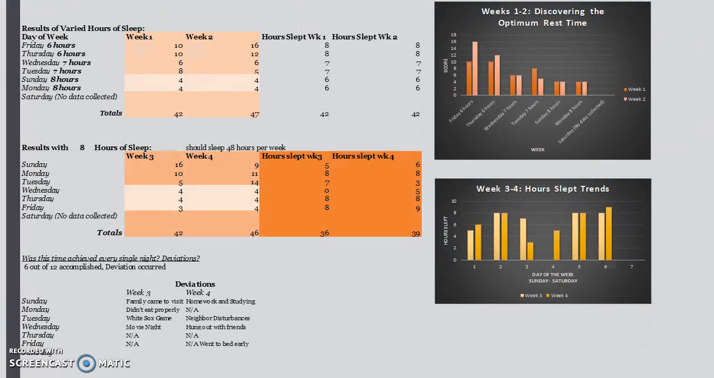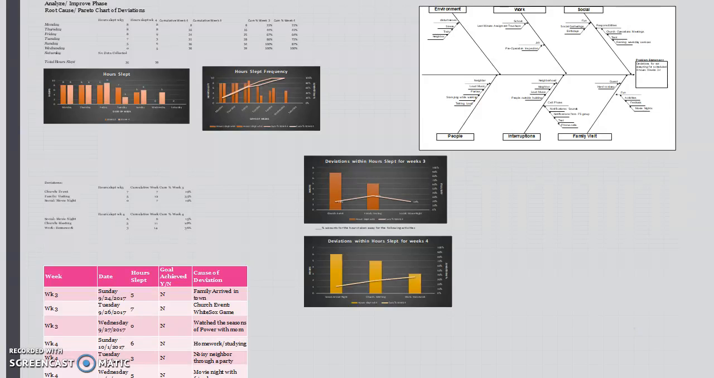Here is a snapshot of the Excel sheet for my measure phase, and you see I have calculations and charts to give me an idea of the trends. And then for the next slide, here is a snapshot of the Analyze Improve Excel spreadsheet. It also has the root cause analysis sitting on the right hand side. There are also several charts for trends, and we'll look deeper into those in a second.